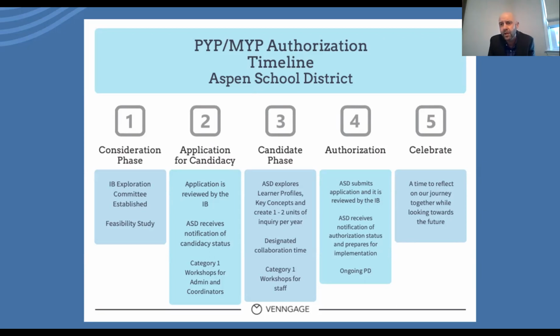Typically it takes 2, but that's where a school is building out their program of inquiry, including the subject groups, putting the exhibition project into place, the community and the personal project, and really building that vertical and horizontal alignment. And then once all those pieces are in place is when they notify our authorization department that they're ready to be authorized as an IB World School.